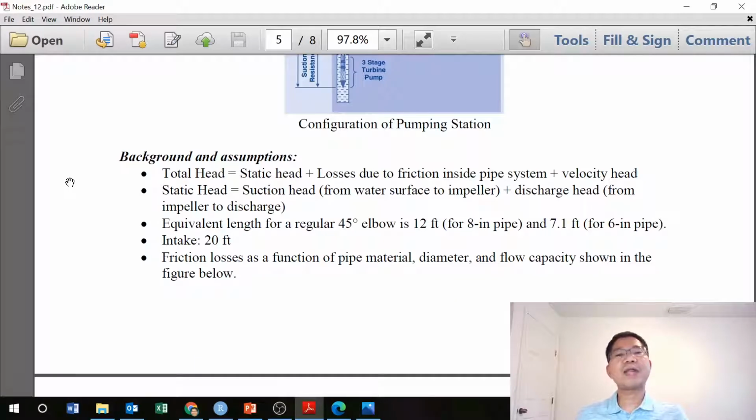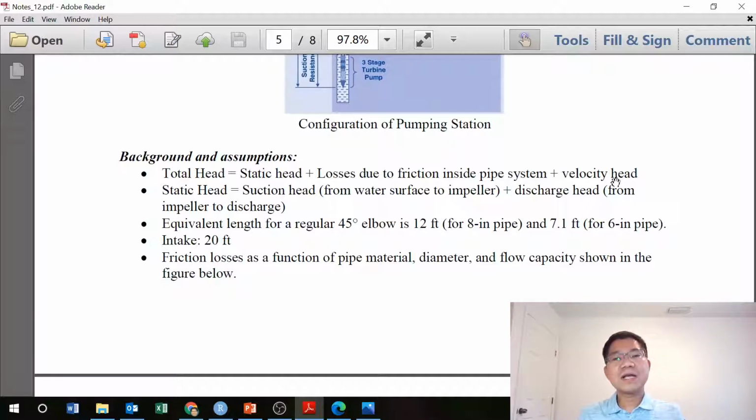And the background and assumption: the total head equals static head, loss due to friction inside the pipe, and velocity head. So go back to your hydraulics, hydrology, and fluid mechanics, and especially the lesson that we dealt with on the water supply system. In the previous portion of this class, we talked about that as well. So that's a way to review that lesson.